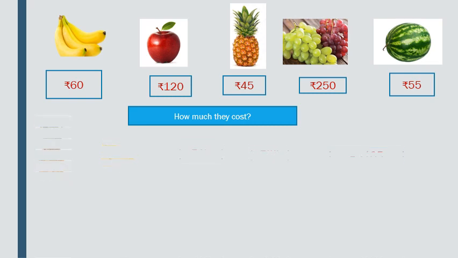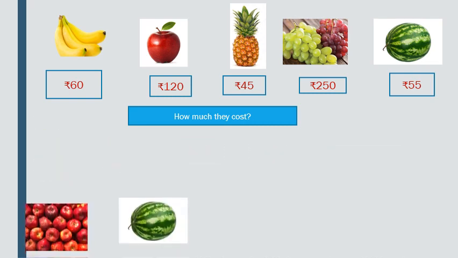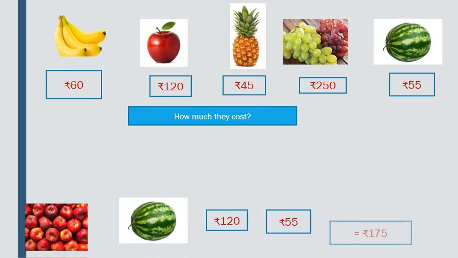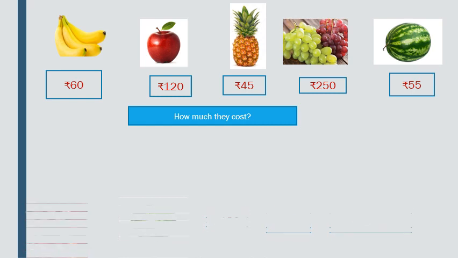Suppose your friend wants to buy apple and watermelon. How much money he has to pay? Let's calculate. The price of apple is 120 rupees and the price of watermelon is 55 rupees. When we add 120 and 55, we will get 175 rupees. So he has to pay 175 rupees.